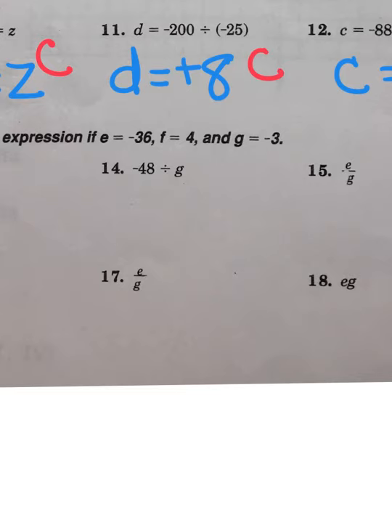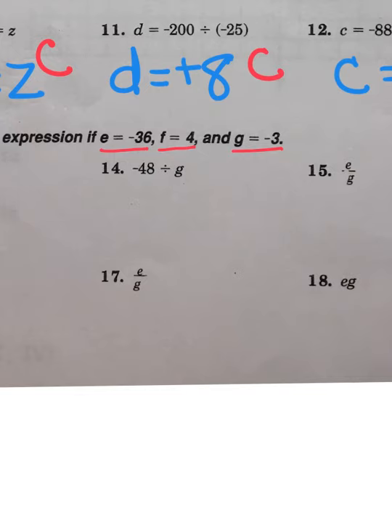The bottom states, evaluate each expression. Let e equal -36, f equal +4, and g equal -3. Remember the faces of Margar, and let's apply those rules to these problems. Let's substitute number 13. E is -36 divided by, and f is +4.